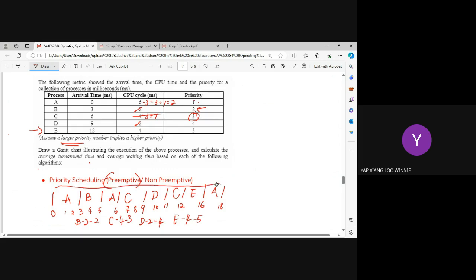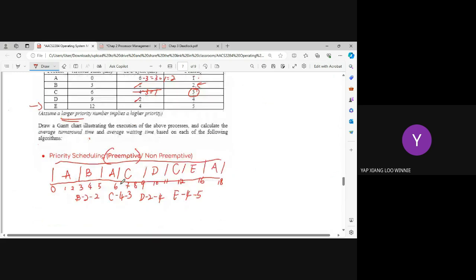Okay, so the line, you go and draw, I have it here. Okay, so something like this. So that's all for the priority scheduling for preemptive.